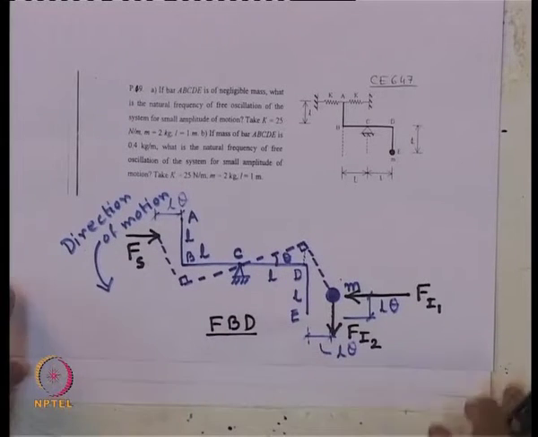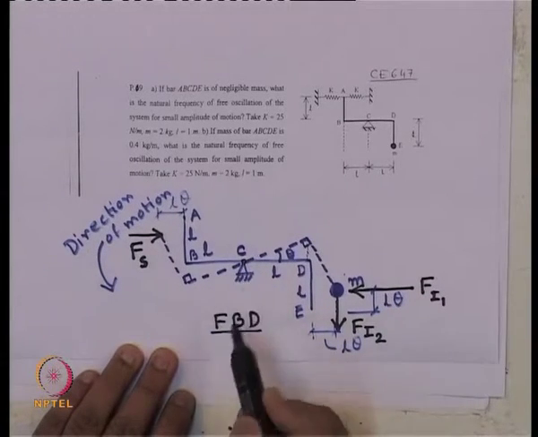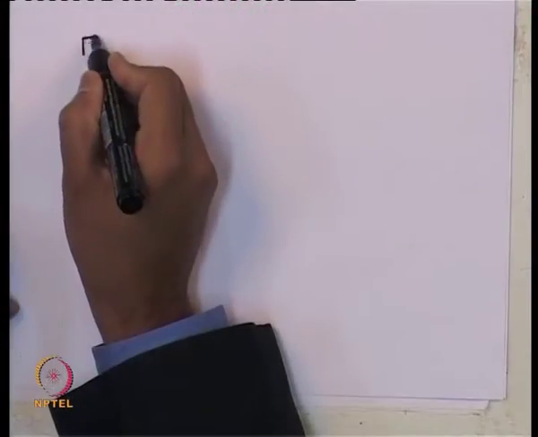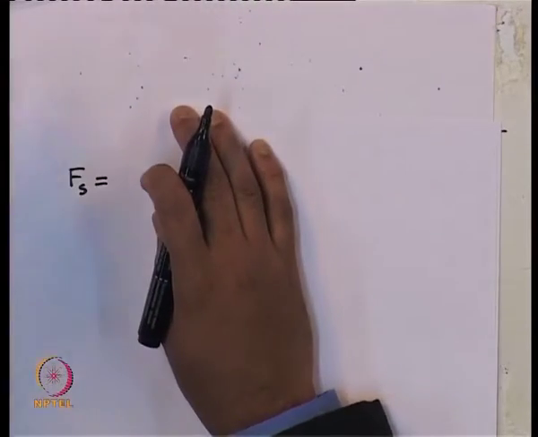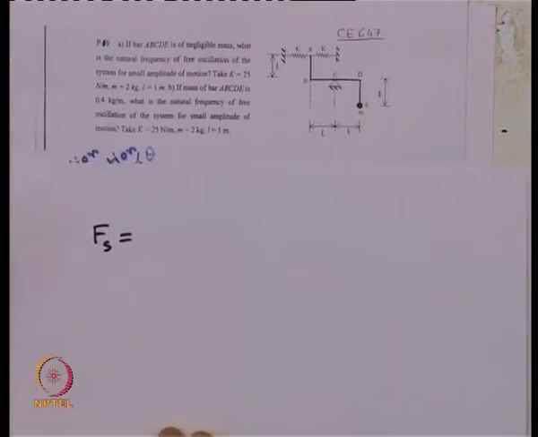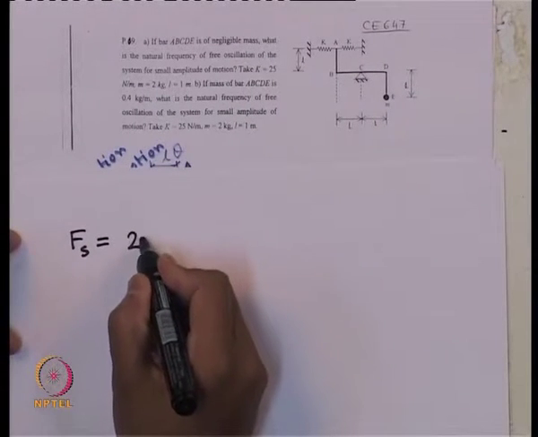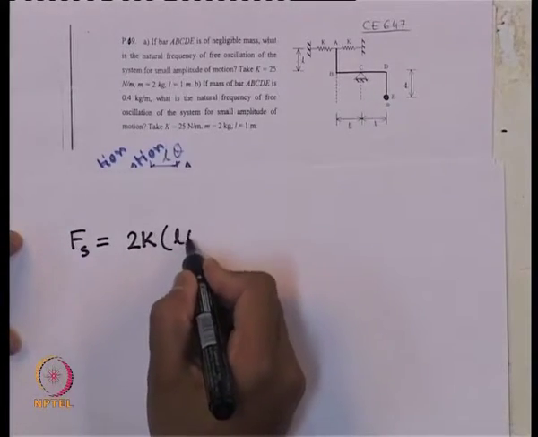Now, let us compute all these values, and then for equilibrium we have to take moment about this hinge point C. So, moment about point C should be 0. So, the spring force F s is how much? Let us look back to the problem. The spring force will be 2k times L theta.